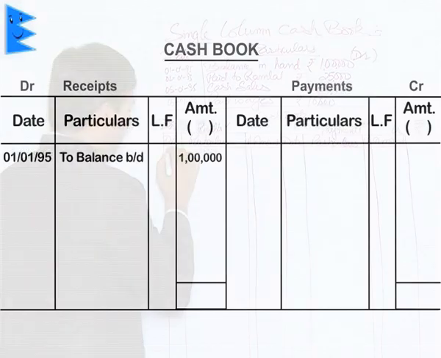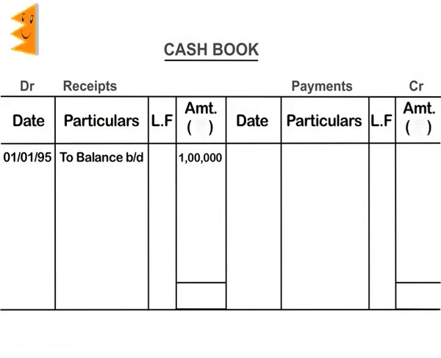So now on 1st January 95, to balance brought down 1 lakh. Since it is debit balance, so it is put on the debit side.